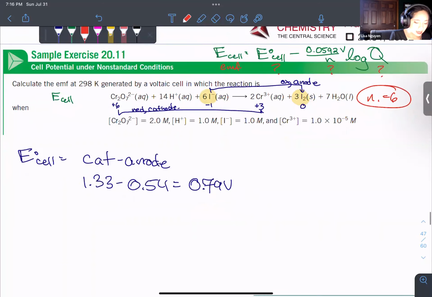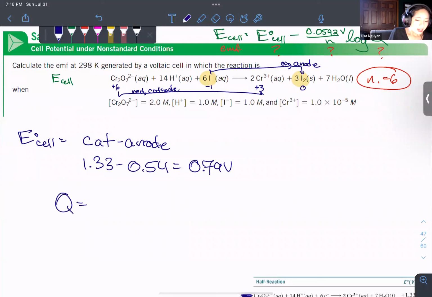So that's N. Now we need to get Q. And so Q is based upon how we set up K, products over reactants. So we need to get the expression for Q first. So we take the concentrations of the products, so chromium 3 plus squared, because there's a 2 coefficient here. So this is where we take into account coefficients. Note that in the cell potential, we don't care about how many of the things are involved, but where it does come into play is Q. I2 is a solid, so that doesn't have a concentration. Water is a liquid, doesn't have a concentration.